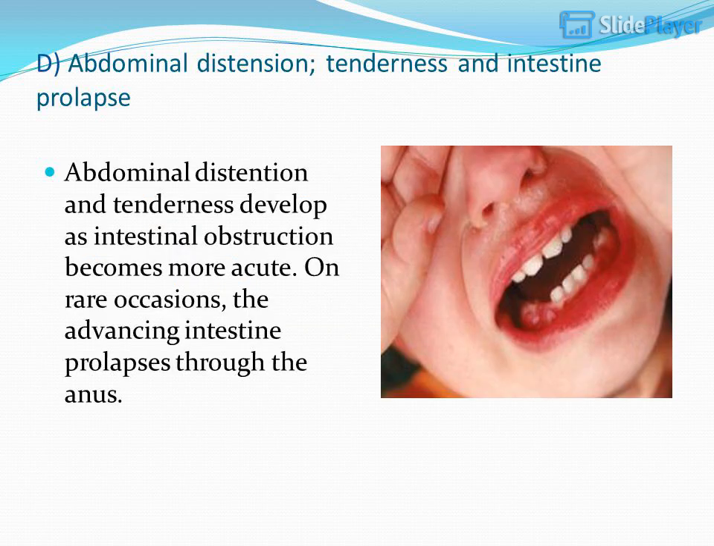D. Abdominal distension, tenderness and intestine prolapse. Abdominal distension and tenderness develop as intestinal obstruction becomes more acute. On rare occasions, the advancing intestine prolapses to the anus.